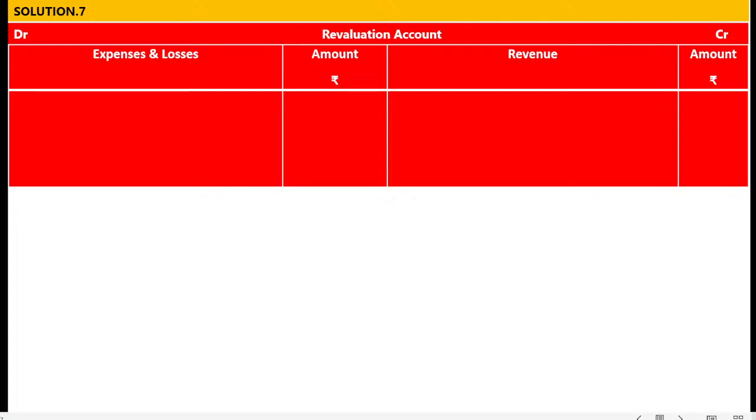Entry is PDD account debit to revaluation account. This is journal entry. In this journal entry, PDD is debited, revaluation account is credited. Now we are preparing revaluation account. So revaluation account is credited. That's why we should write on the credit side. Which account name? PDD account.